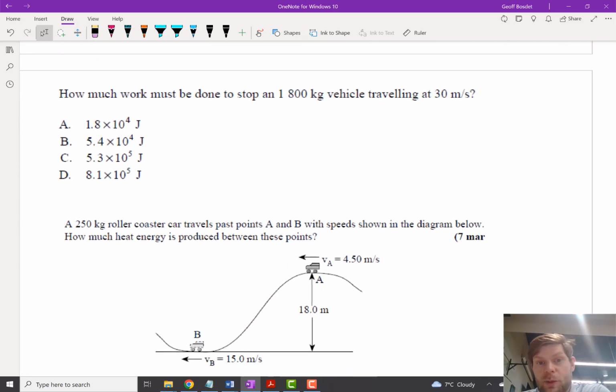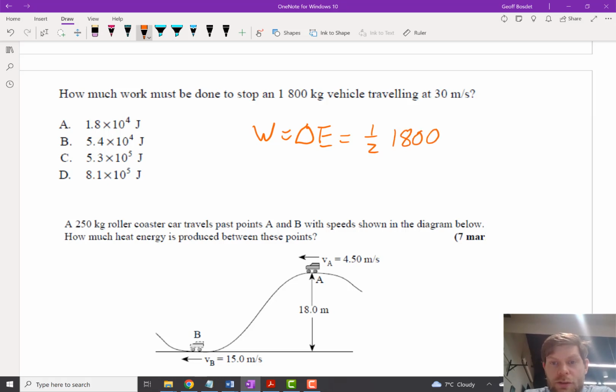How much work must be done to stop a 1,800 kilogram vehicle traveling at 30 meters per second? I don't know, but work is change in energy. Now it looks like the type of energy change in here is kinetic. So I'm just going to do 1/2 times 1800 times 30 squared. 30 squared is 900. Half of 1800 is 900. 900 times 900 would be 810,000, which is this sucker.